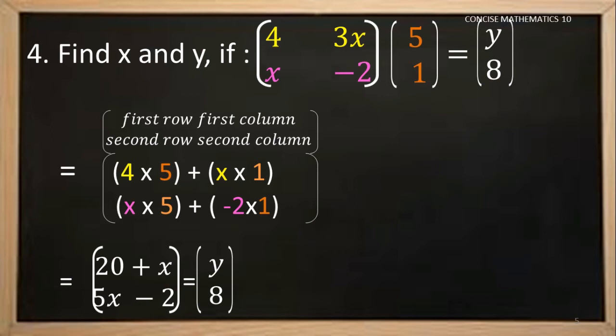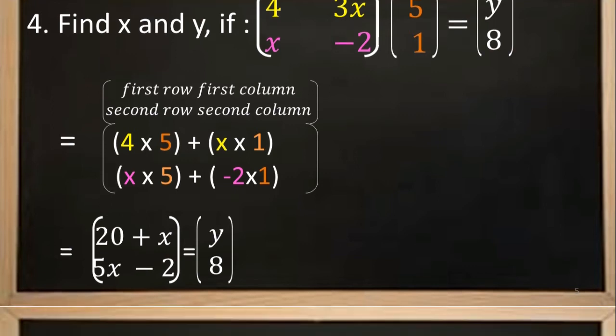It will be a clue for you whether to consider the row or the column. After calculating the multiplication of these two given matrices, a square matrix and a column matrix, it results in 20 plus 3x and 5x minus 2. The product is equal to another column matrix. Let us equate the corresponding elements.